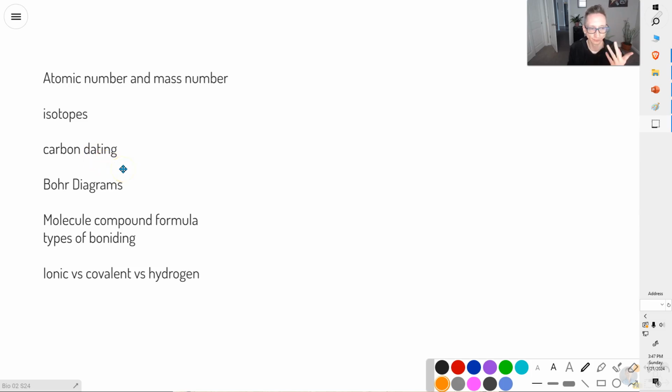Then we'll talk about Niels Bohr diagrams. Again, Niels Bohr won a Nobel Prize for his work, kind of talking about atom structure. And then we will talk about molecules, compounds, formula, types of bonding, ionic versus covalent versus hydrogen. Lot to cover in this one, so let's get to it.